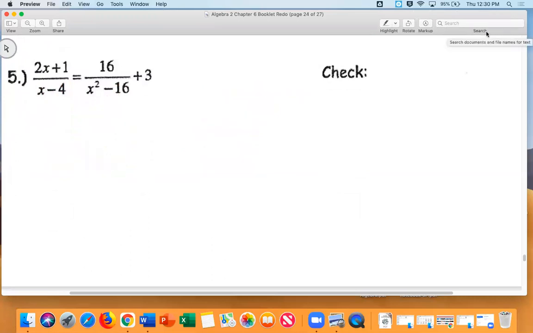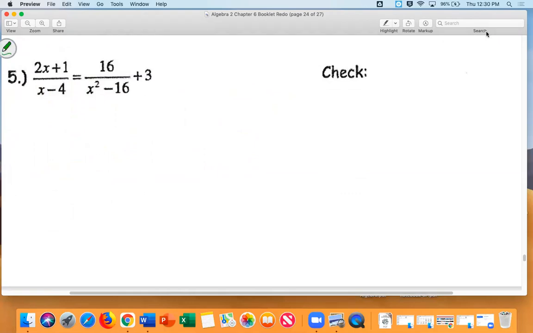All right, last problem for the day. We have 2x plus 1 divided by x minus 4 equals 16 divided by x squared minus 16 plus 3. Okay, obviously I can't do any of those tricks by combining fractions that have like denominators.